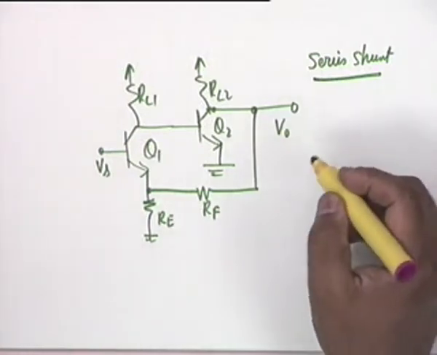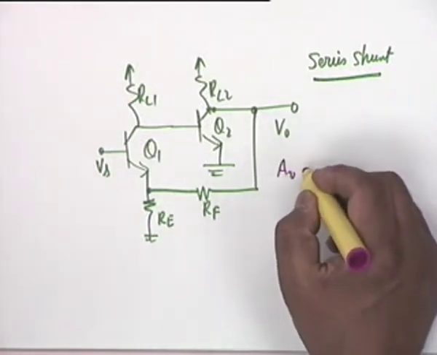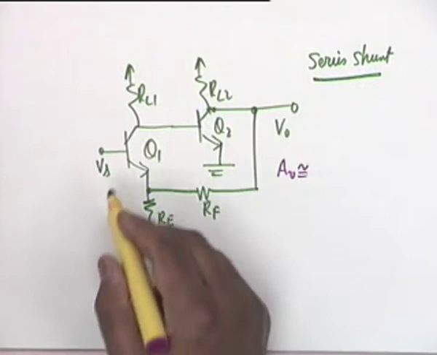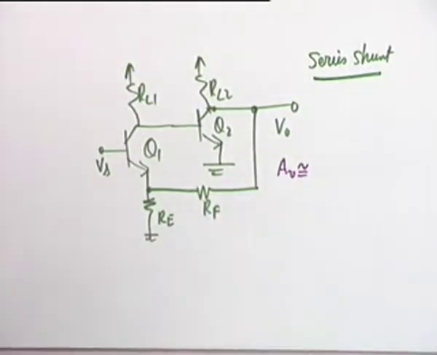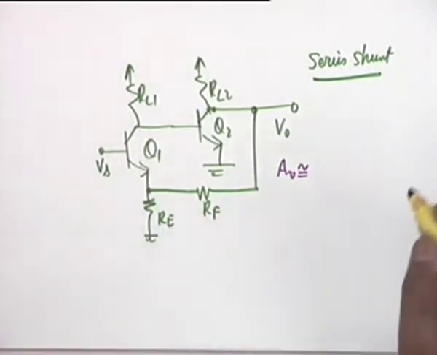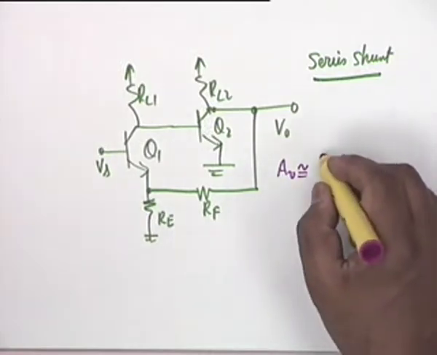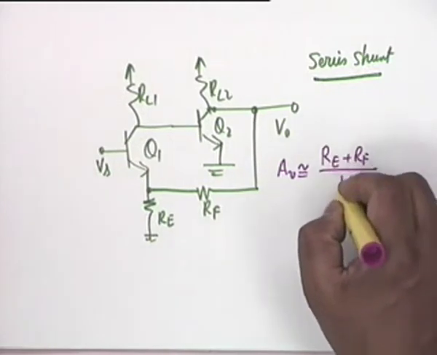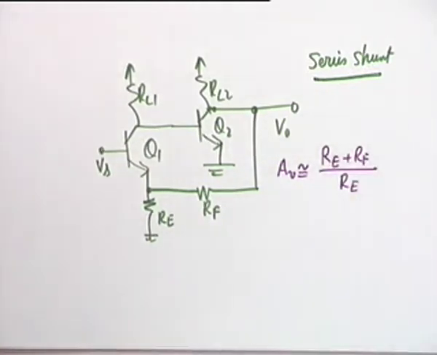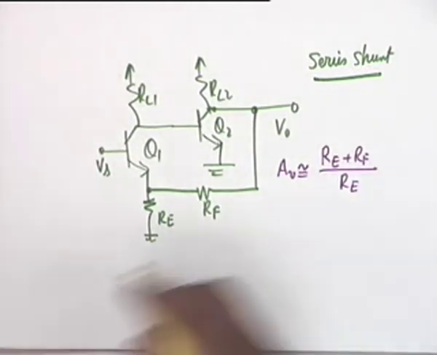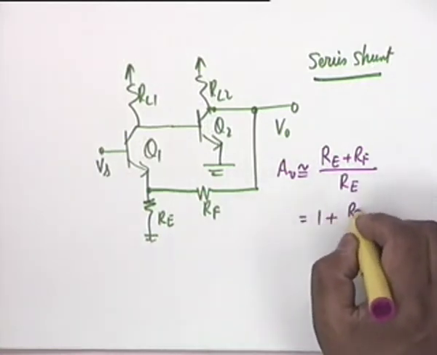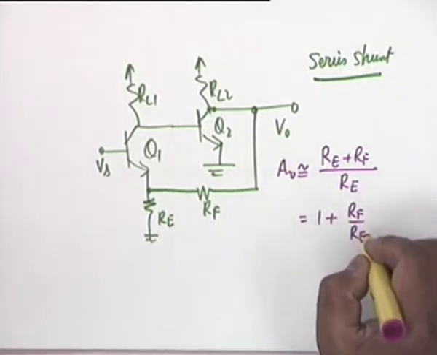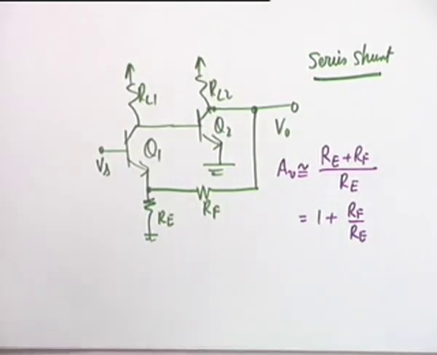Okay? And you can show that A sub V, can you guess what the value would be if the transistors are good transistors, beta is high, then it is, no, it is RE plus RF divided by RE. RE plus RF divided by RE. That means it is 1 plus RF by RE. Compare with a non-inverting op-amp connection. Okay? It compares very favorably with that.